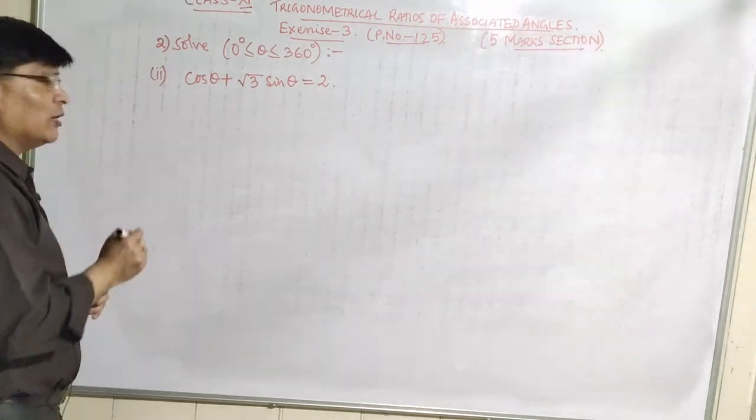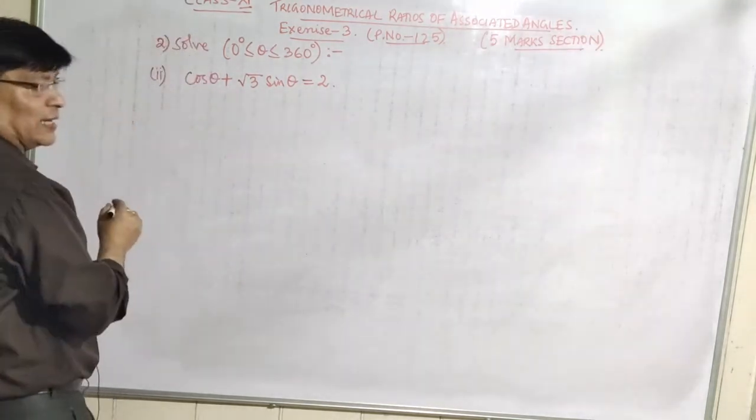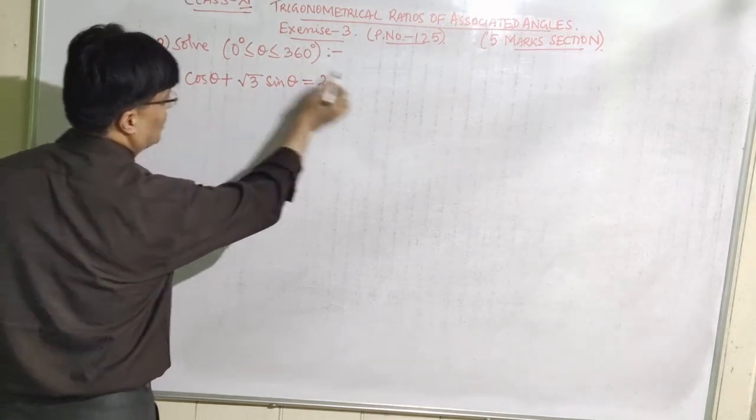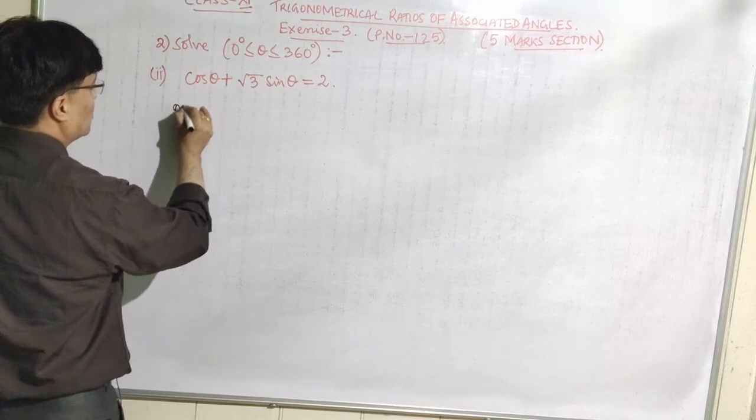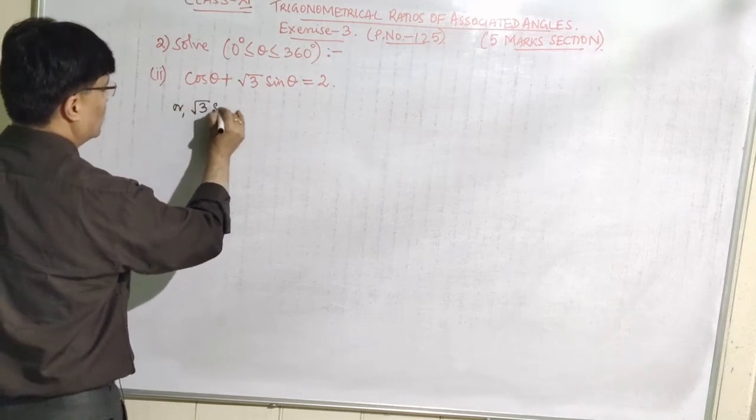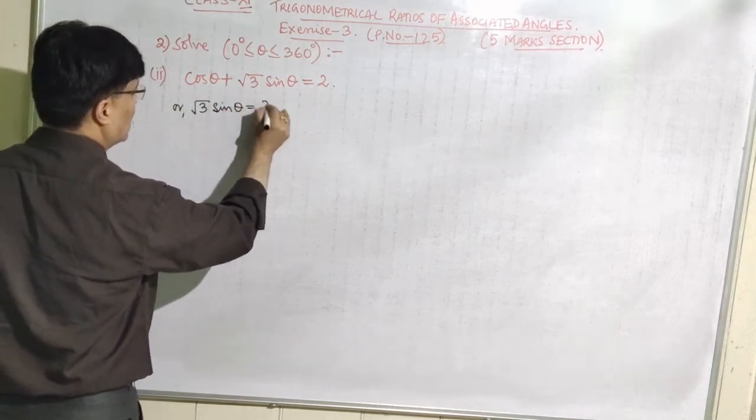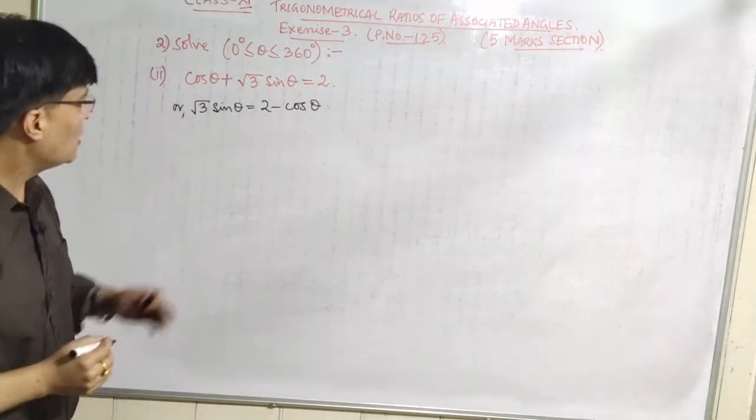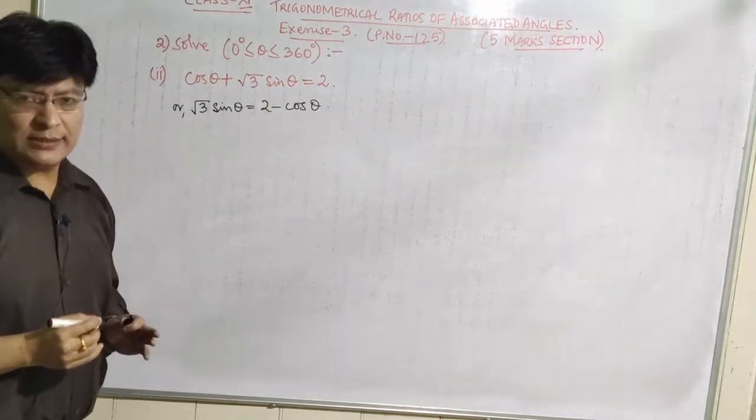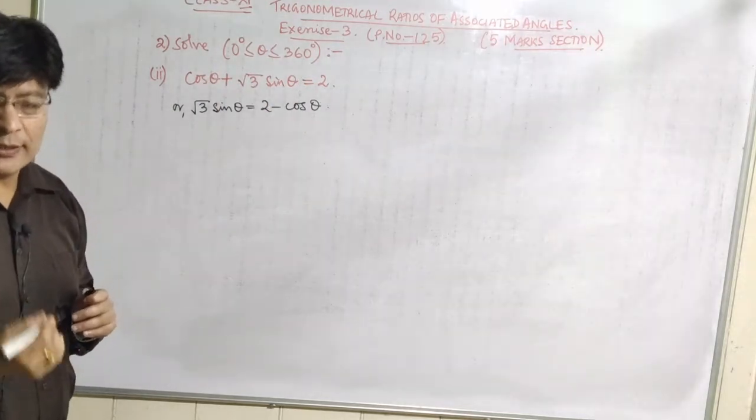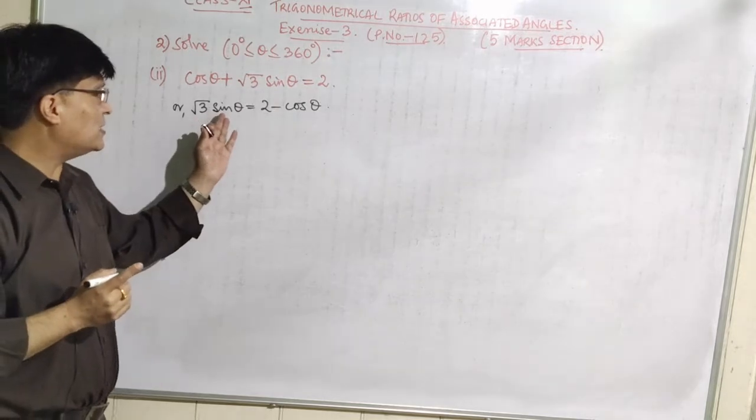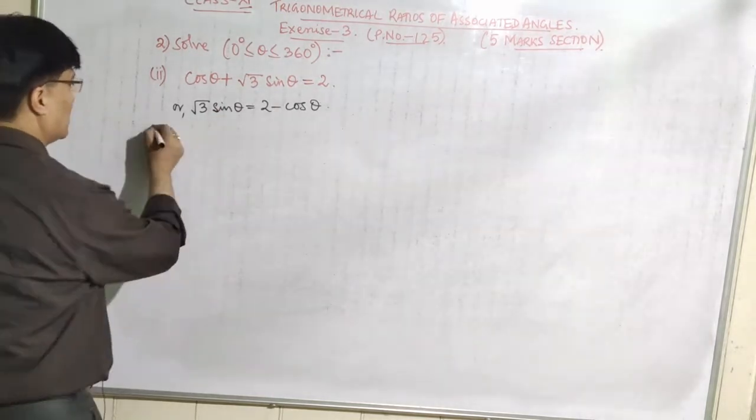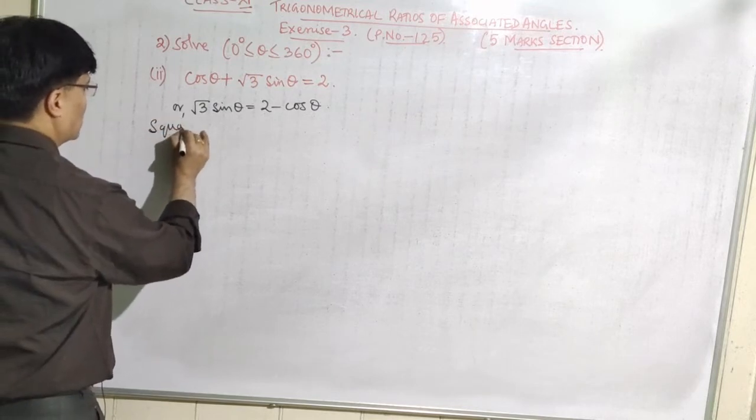So now let us take one of the terms to the right hand side. Let us take this cos theta to the right hand side. So root over 3 sin theta is equal to 2 minus cos theta. So cos theta is taken to the right hand side. Let us square both the sides. If you square both the sides, you can easily change sin square theta into cos theta. So let us write here, squaring both the sides.